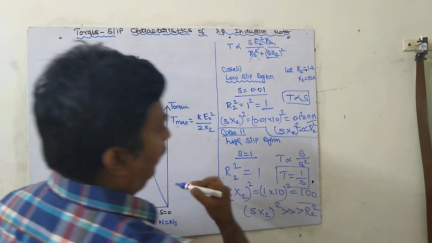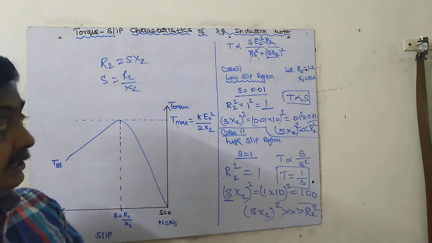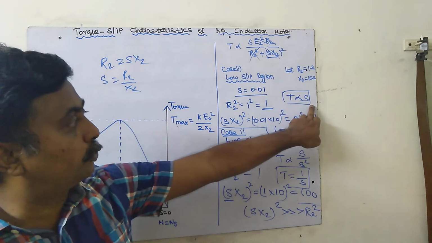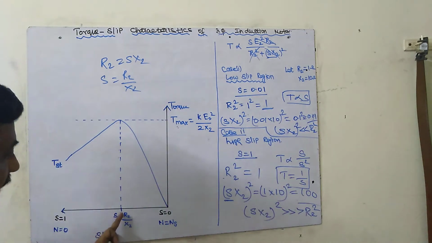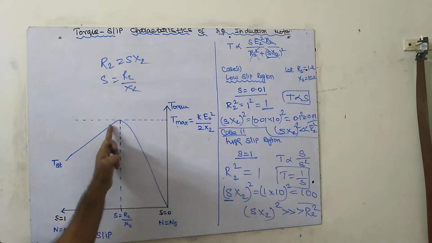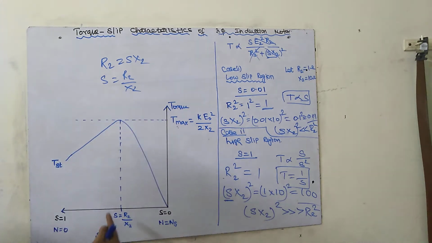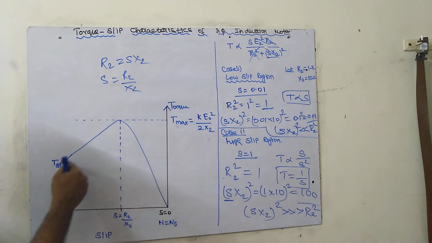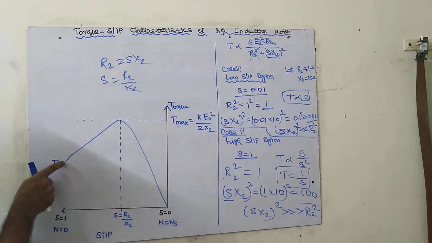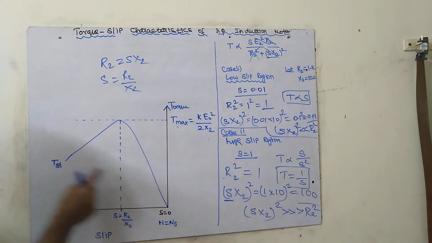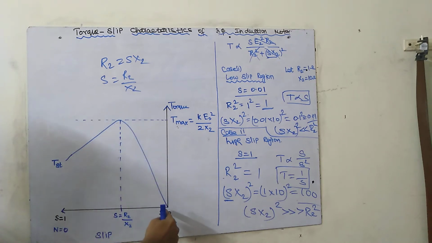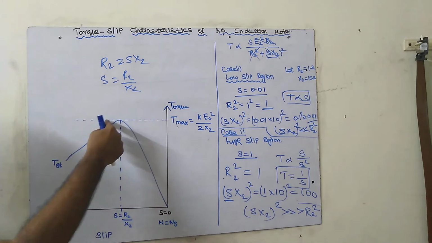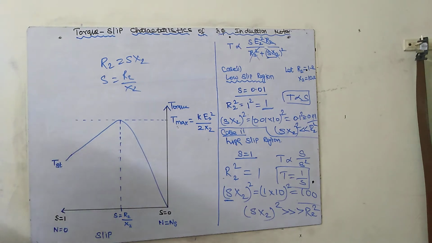This is the peculiar, unique characteristic. In the low slip region, torque is proportional to S. In the high slip region, torque is proportional to 1 by S. So when slip increases, torque reduces, and it will attain the starting torque value. This is the starting torque because S equal to 1. So this is the low slip region, this is the high slip region. Low slip: torque is proportional to S. High slip: torque is inversely proportional to S.